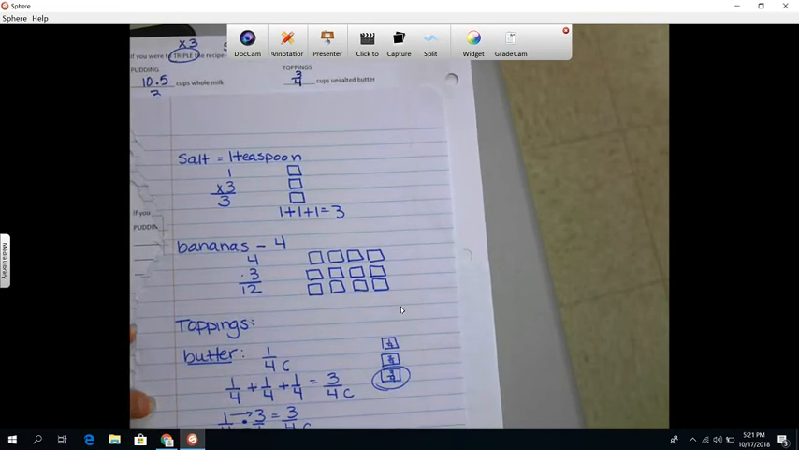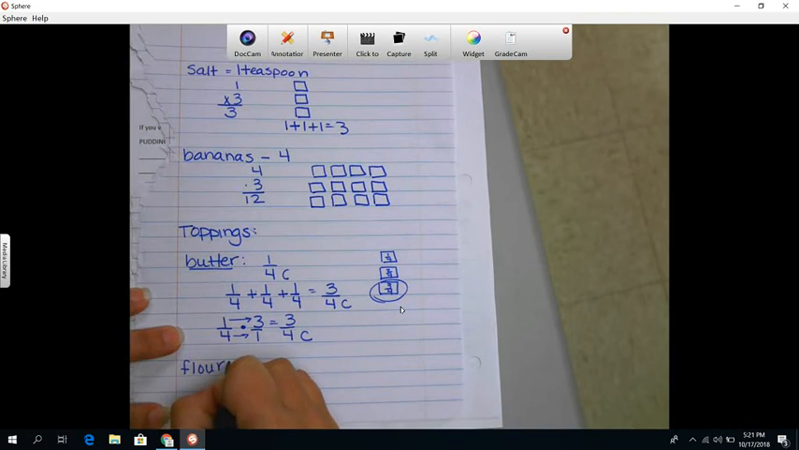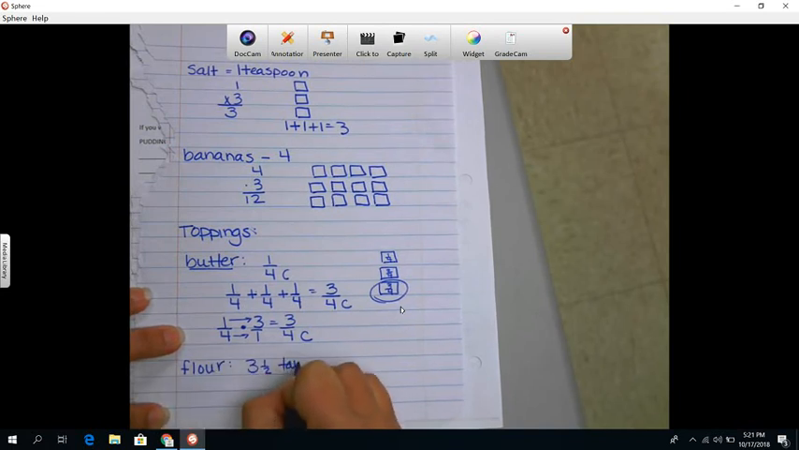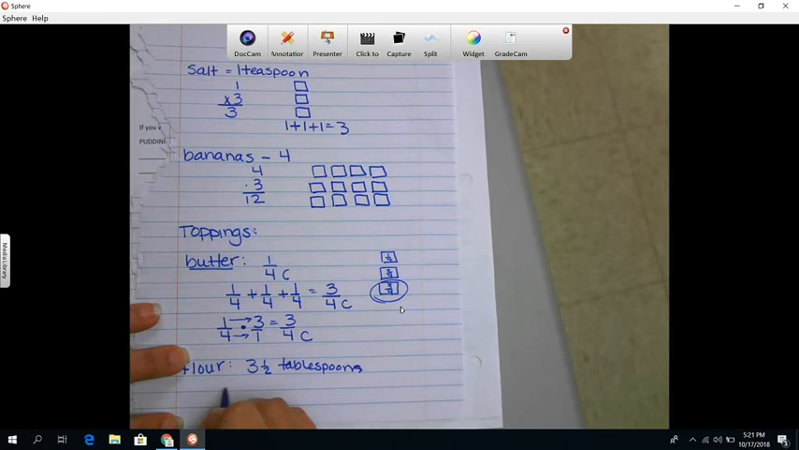For flour, you needed 3½ tablespoons of flour. So we can multiply 3½, or that's the same as 3.5 times 3. That would be 15, carry your 1. 3 times 3 is 9, plus 1 is 10.